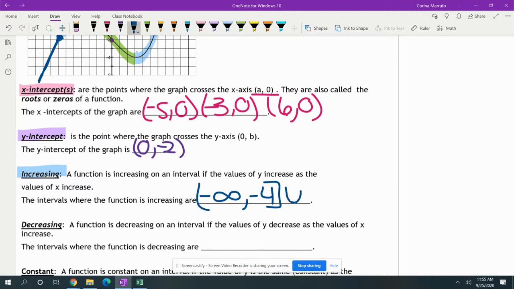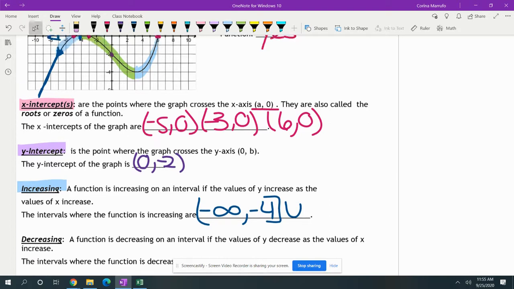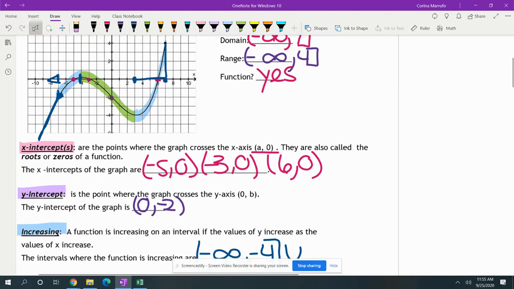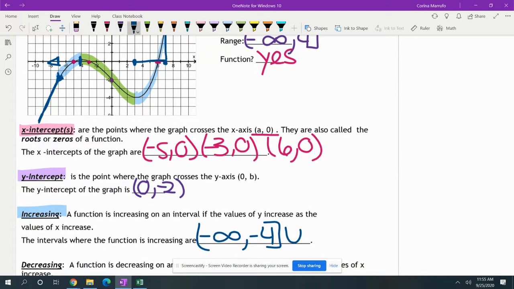And then remember, when you have more than one boundary, you put a U. It's also increasing from here, which is 3, all the way up to here, which is 7. That's where the very last of the graph is. So from 3 to 7. So I'm going to put here from 3 to 7.